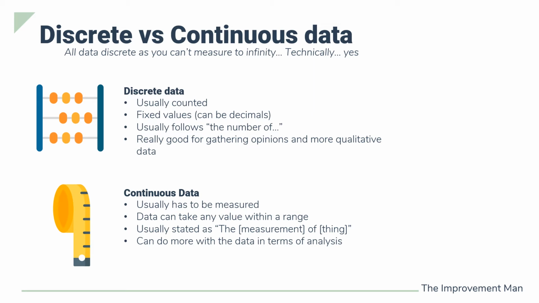So examples of discrete data can be, for example, the amount of people who log on to a website, or it could be the amount of interactions that a person or salesperson might have. It could also be the amount of passes or fails, or the amount of cases in law that have been won or lost.